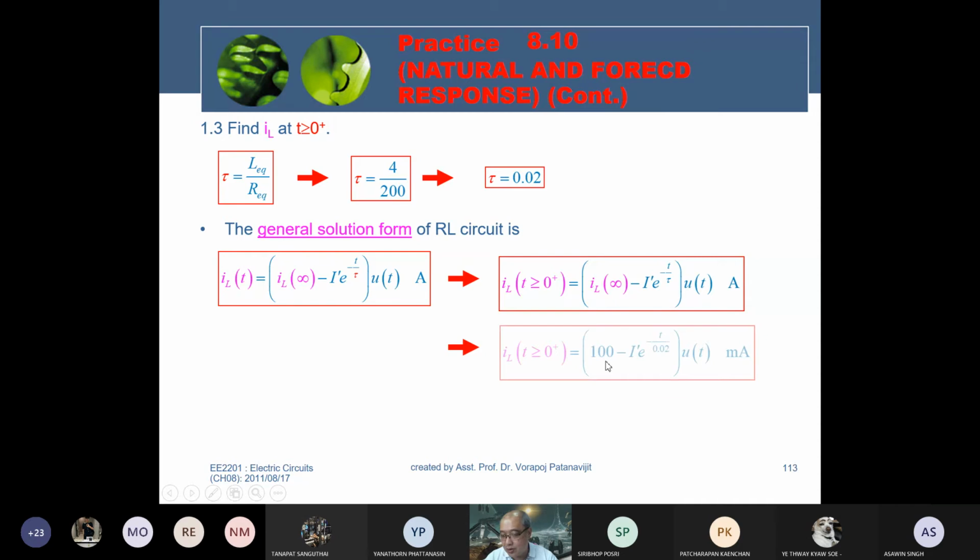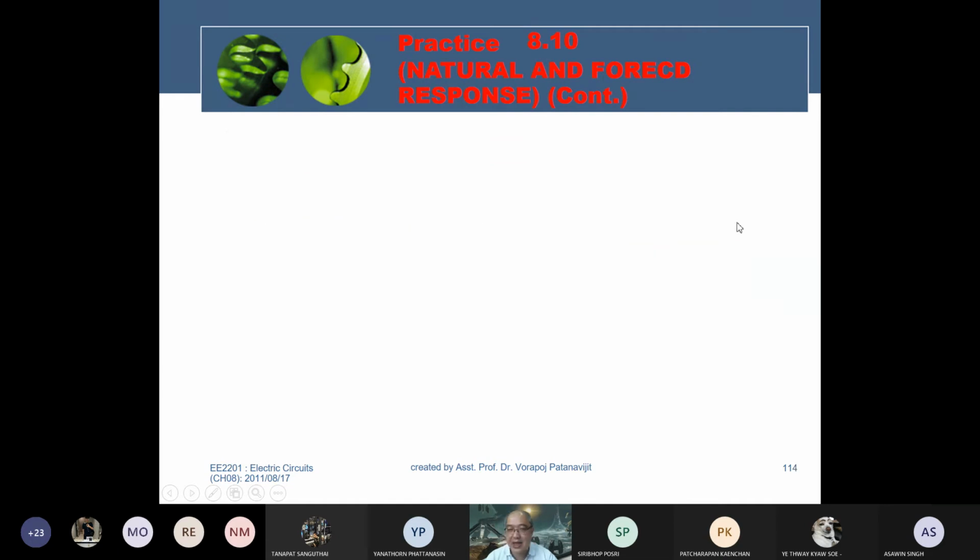At time infinity, it is equal to 100 milliamp. You can see that the unit is milli. And here, the time constant is equal to 0.02, as it's given here. So I_L equals 100 minus I e^(-50t) milliamp.